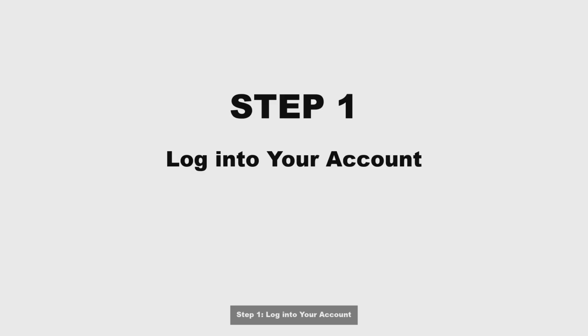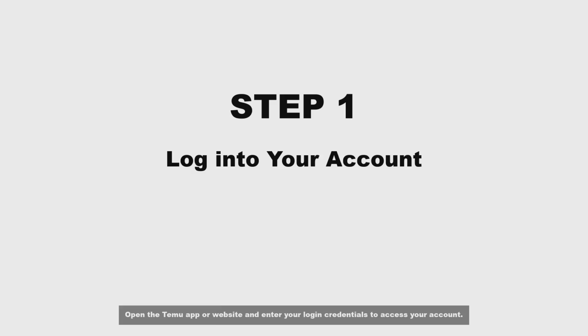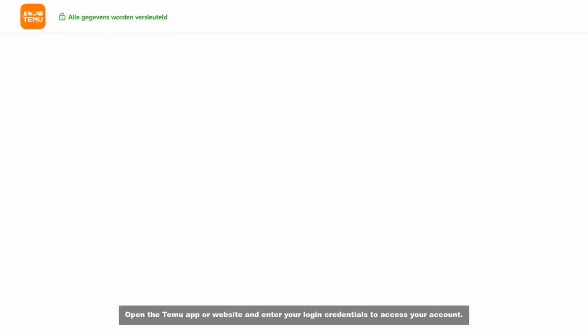Disabling two-factor authentication on your Temu account can help streamline your login process. Follow these steps to turn off the security feature. Step 1. Log into your account. Open the Temu app or website and enter your login credentials to access your account.